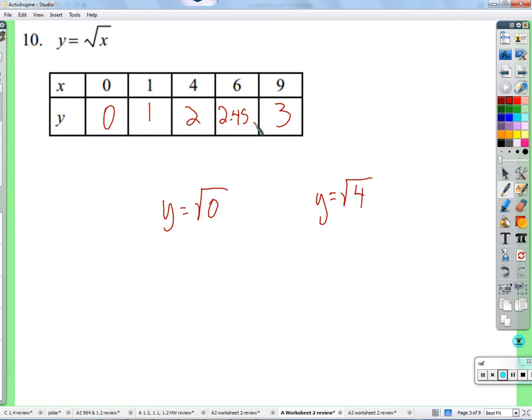Without any patterns or anything, so we can't use that repeating line above anything. We just have to round it to 2.45. That's all I wanted you to do. Just fill in the table. Just figure out what y is for each x. Go ahead and do like 9. Let's do 9.